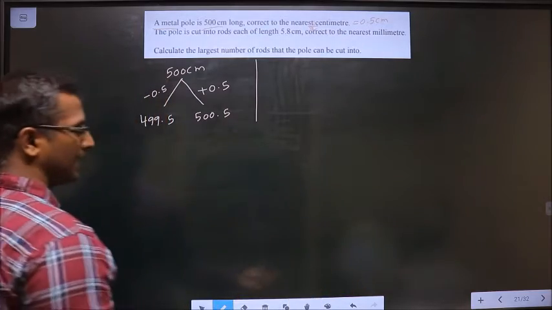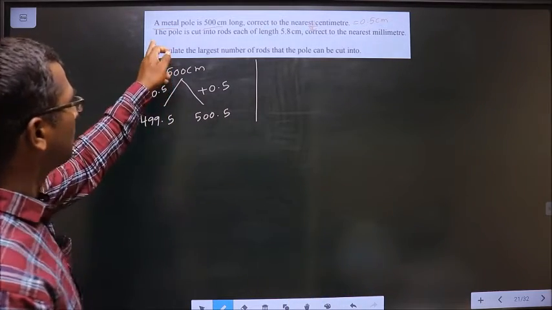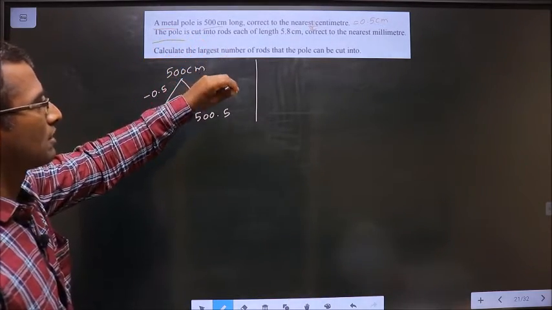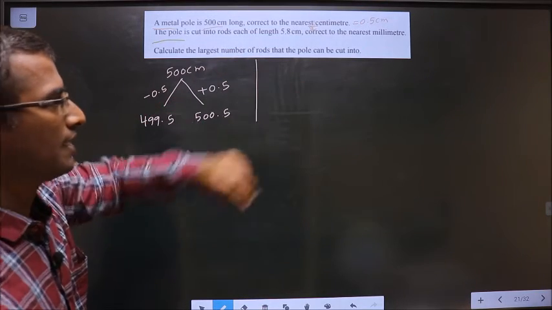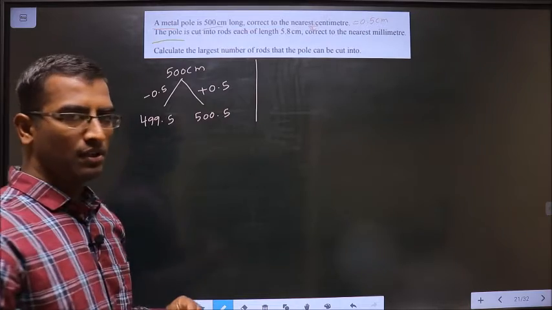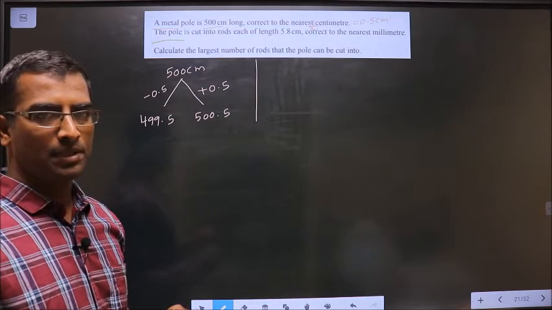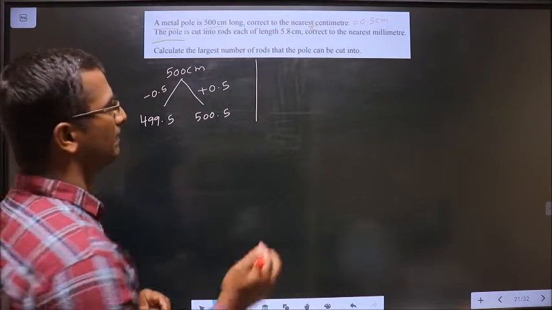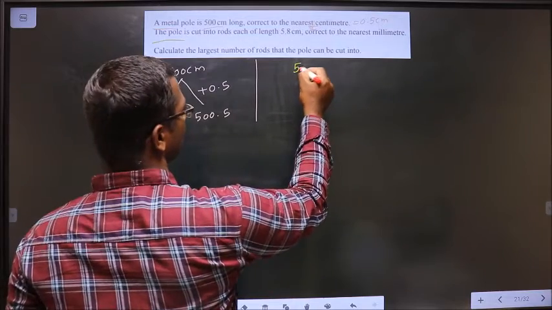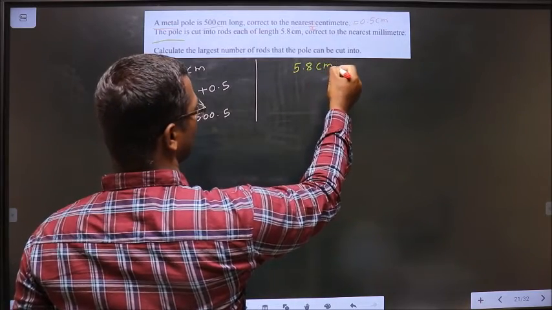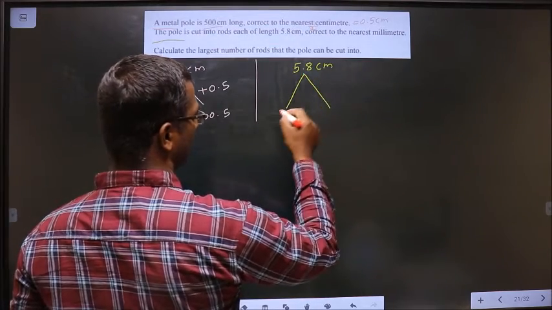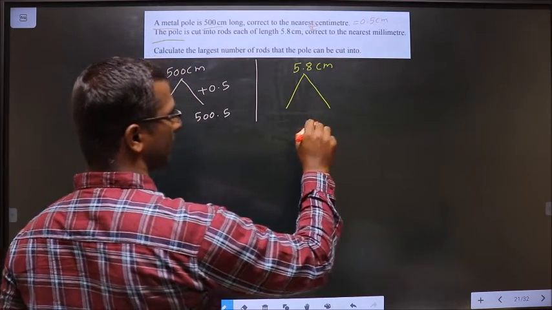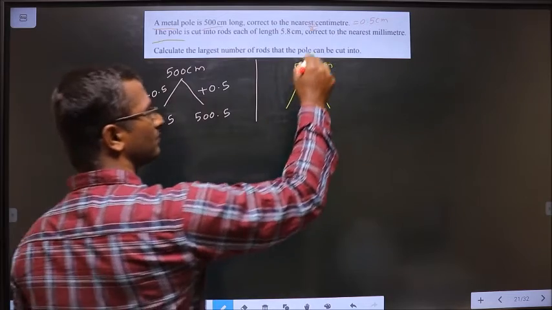Clear? Let's continue. The pole is cut into rods, each of length 5.8 centimeters, correct to the nearest millimeter. Here also let us write lower and upper bound for 5.8 centimeter. What should I subtract and add to get lower and upper bound? How do we decide? We decide in this way.